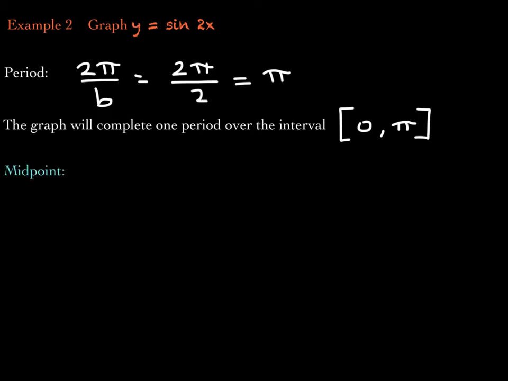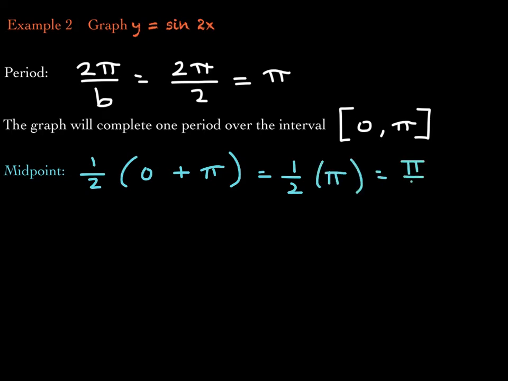Now, in order to find the midpoint, what you can do is just take half of the sum of the endpoints, right? So what I can do is find half of 0 plus pi. This is how I'm going to find the midpoint. Notice that this is the midpoint formula from maybe your algebra studies. So then it's half of pi, which is pi over 2. So the midpoint is pi over 2. Please remember that. The midpoint is pi over 2. What I'm going to do next is find my quarter points.